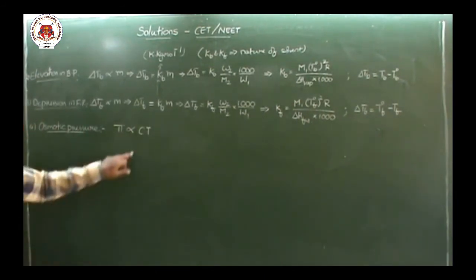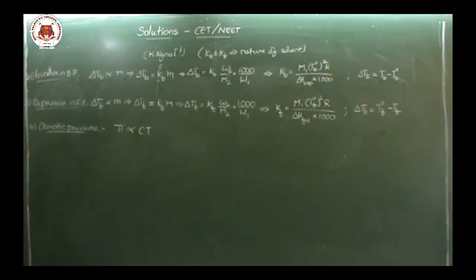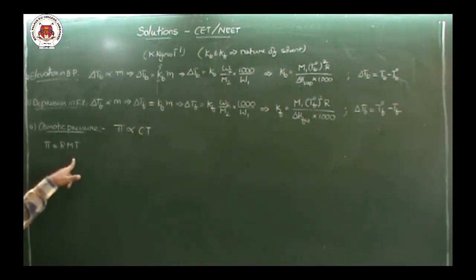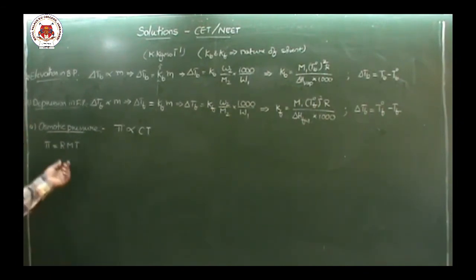Concentration, basically, you will take here as molarity. So pi is equal to C into R into T. I am writing R as the universal gas constant, by removing the direct proportionality. So pi is equal to CRT. You can write like that. So here the osmotic pressure formula is this one.